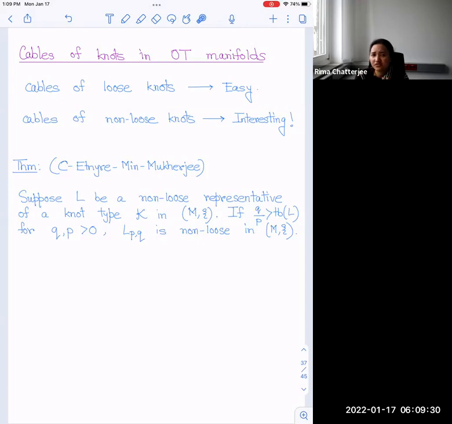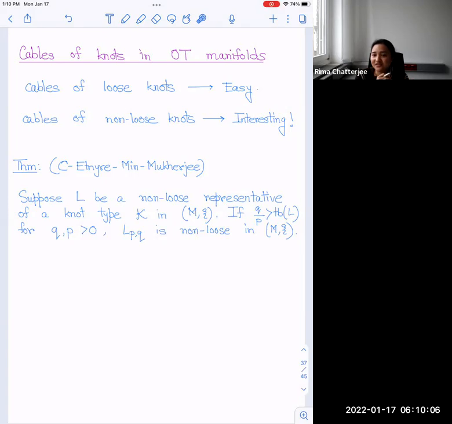Now, how does the proof work? I will not go into the detail of the proof, of course, because it's very technical, but I'll say that we used convex surface theory and a very important tool in convex surface theory, known as the state transition technique. We started with the assumption that the cable is loose. Then, by using the state transition technique, we can prove that the knot we started with is loose as well.